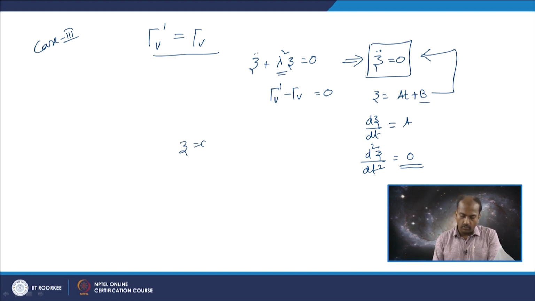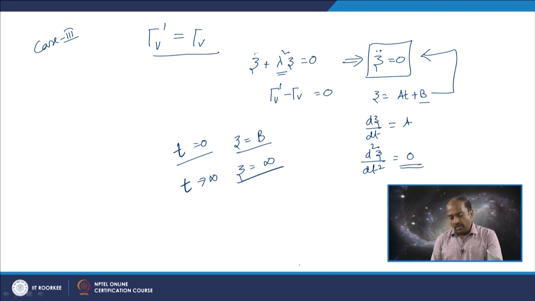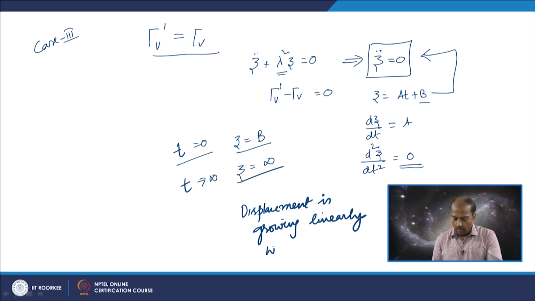If you see Z equal to 0, the position is of course B. So at t equals 0, Z is equal to some value at a particular position. At t equals infinity, Z equals infinity. That means the displacement is growing linearly with respect to time.